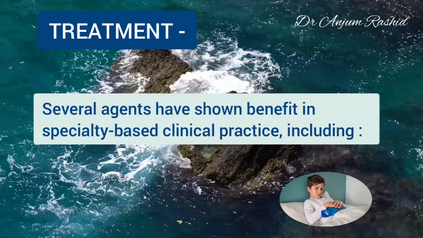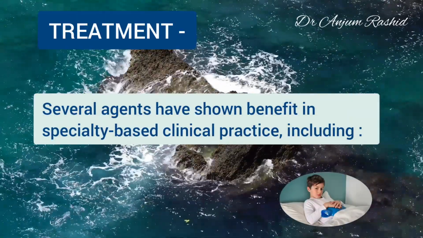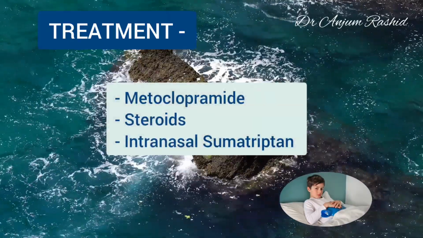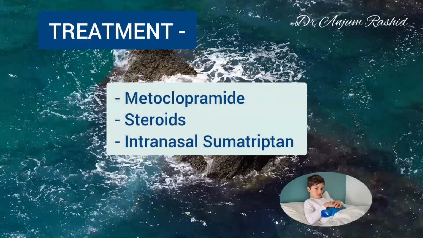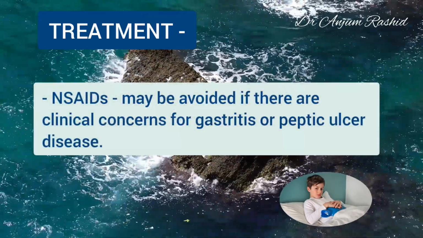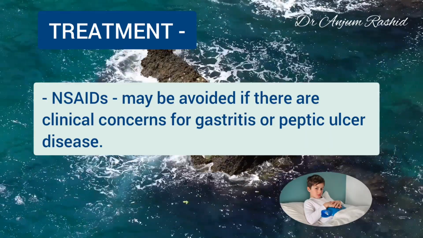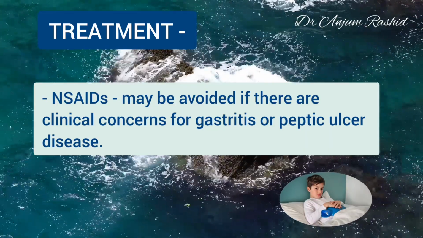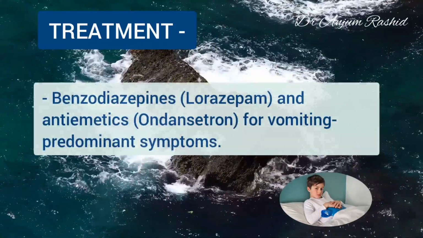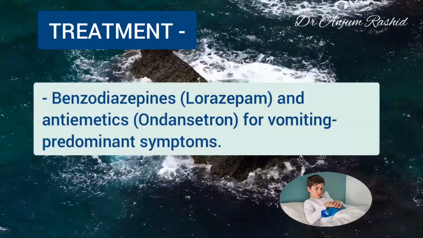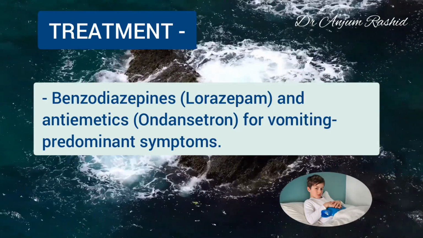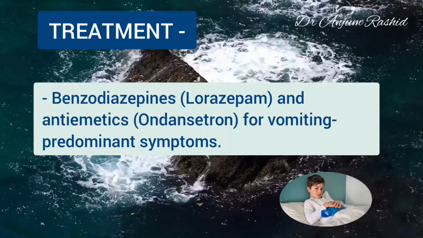However, several agents have shown benefit in specialty-based clinical practice, and these include metoclopramide, steroids, intranasal sumatriptan, and non-steroidal anti-inflammatory drugs. Although the latter may be avoided if there are clinical concerns for gastritis or peptic ulcer disease. Consider benzodiazepine, for example lorazepam, and antiemetics, for example ondansetron, for vomiting predominant symptoms.